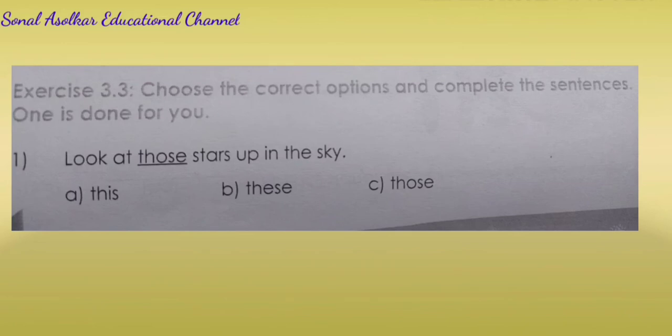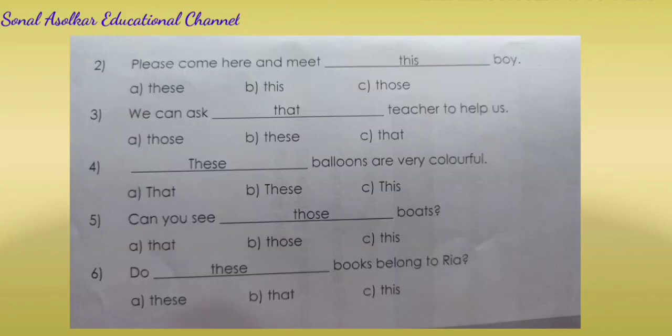Exercise 3.3. Choose the correct options and complete the sentences. Look at those stars up in the sky. Then second, please come here and meet this boy. Then third, we can ask that teacher to help us. Then fourth, these balloons are very colorful. Then fifth, can you see those boats? Then sixth, do these books belong to Ria?